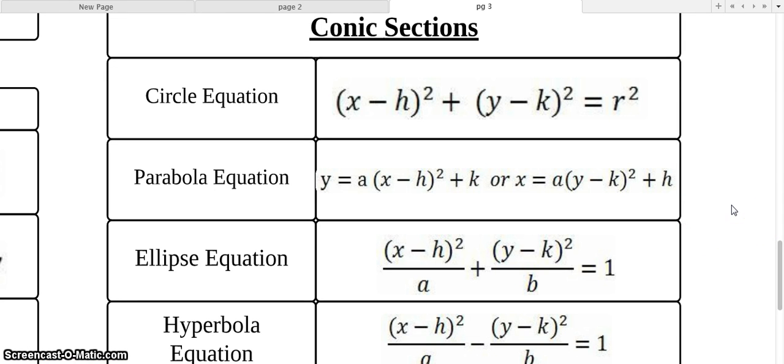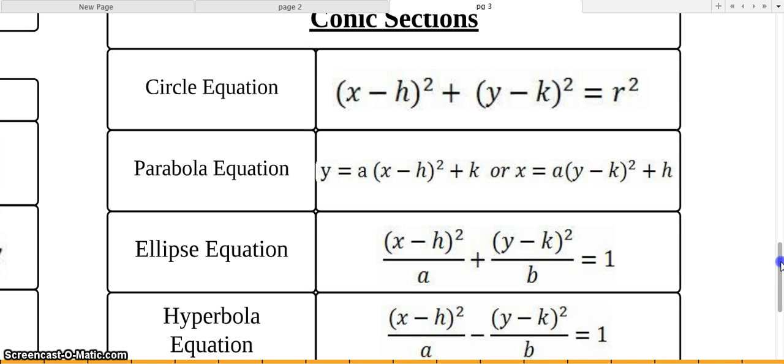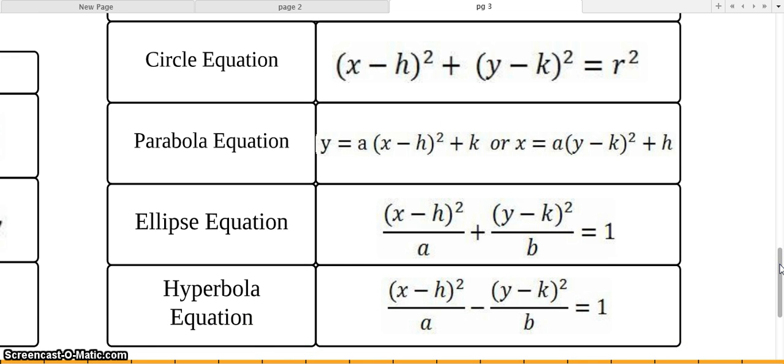And then your ellipse and your hyperbola equations, just jot those down and make sure you have those, let me scroll this up a little bit so you can see it better, so that way you'll have those in your notes for later if we have time to go over them.